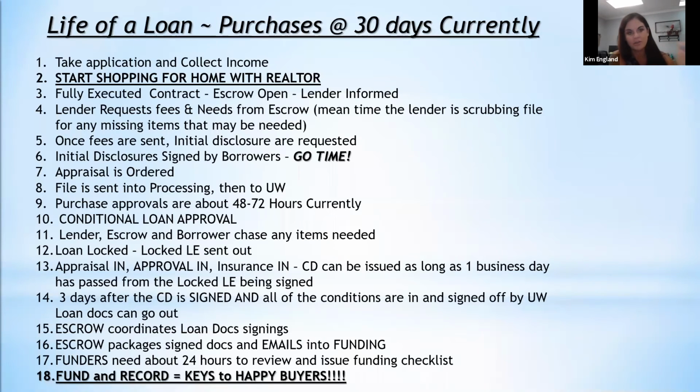Once that locked loan estimate goes out and it's signed, the day after that is signed, that is when the CD can be signed, as long as the appraisal's in, the approval's in, insurance is in. Insurance tends to hold us up too. So if you've got insurance, that's always helpful. Escrow asks for it, we ask for it, and it's just something that falls by the wayside.